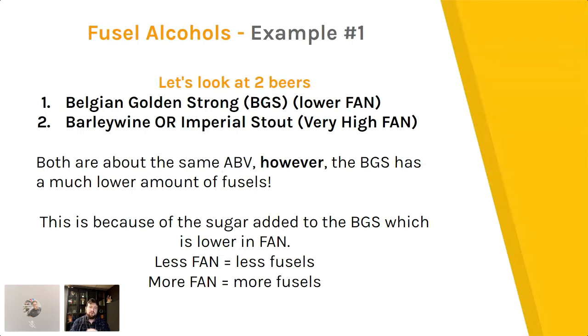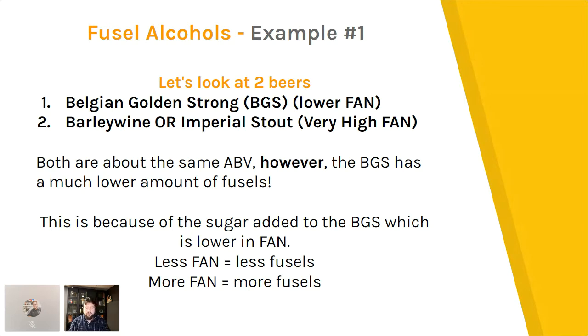So the two beers we're going to look at is a Belgian Golden Strong, a BGS. Now, Belgian Golden Strongs use about 20% simple sugar in their grain bills. That's it. It's a very high glucose content beer. Lots of simple sugars. More importantly, less FAN. Because a large amount of the fermentability of this beer is coming from sugars and not from barley malt, and barley malt is what contains the FAN, this is going to be a lower FAN beer.